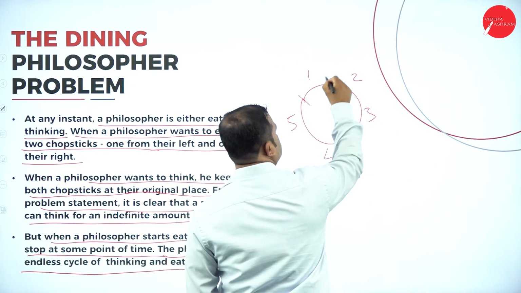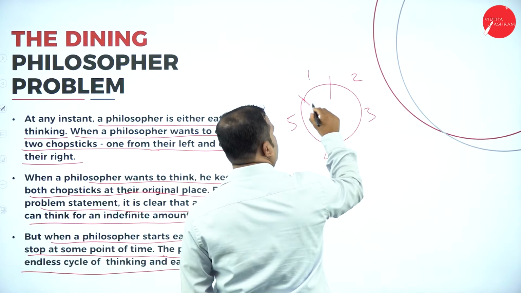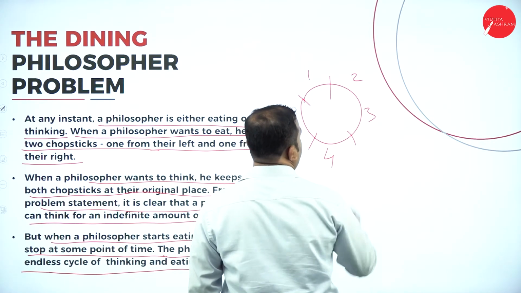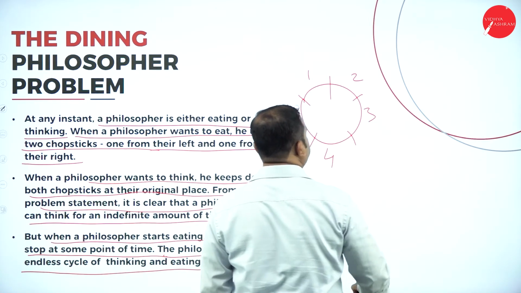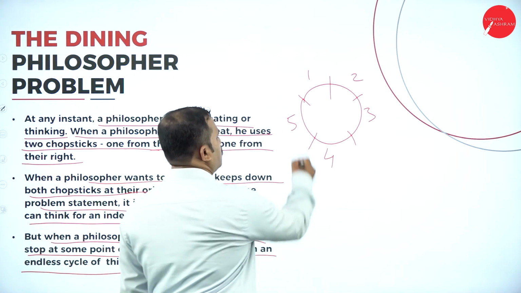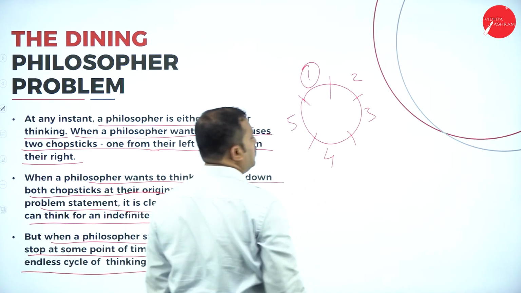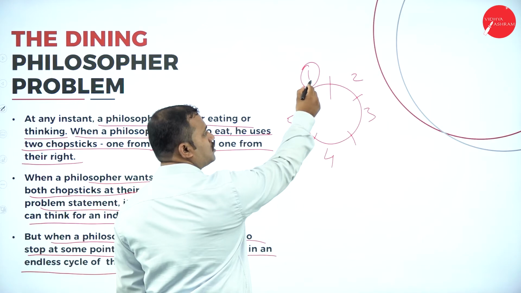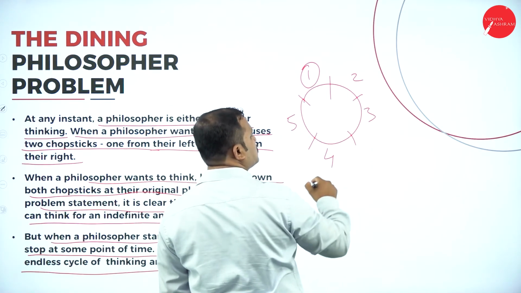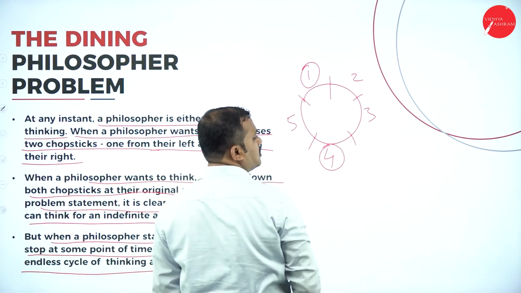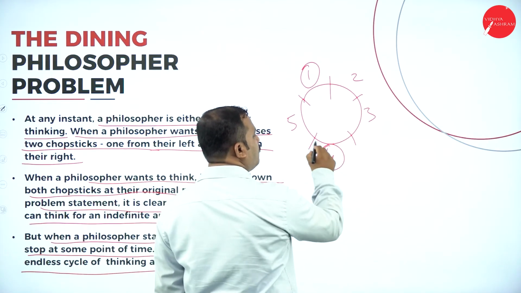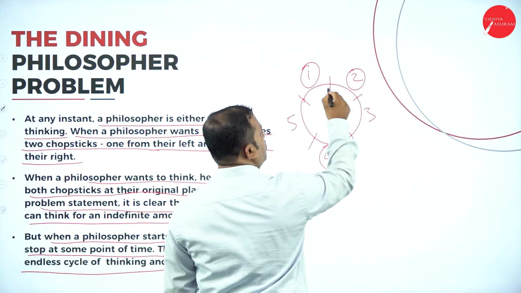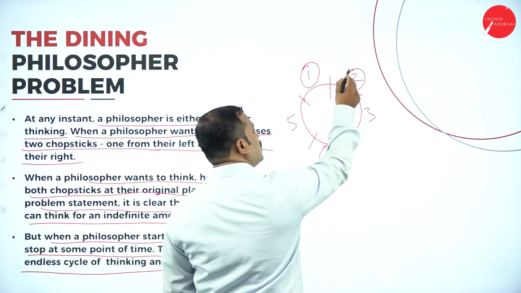When I allow this person to eat, only I can allow this person and this person to eat. If I allow this person to eat, what happens? I have an odd numbered person. If I allow the odd numbered person, meaning philosopher 1, the other person I can allow is the 4th person. If I allow the 4th person, he picks these 2. If I allow this person, he picks this as well as this. So there is a conflict.